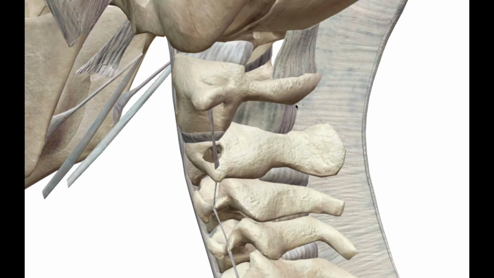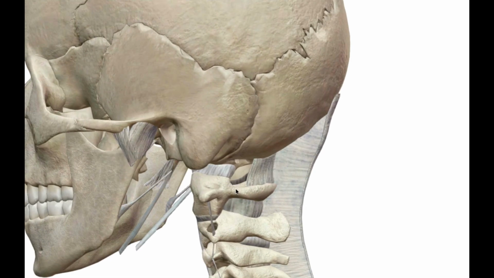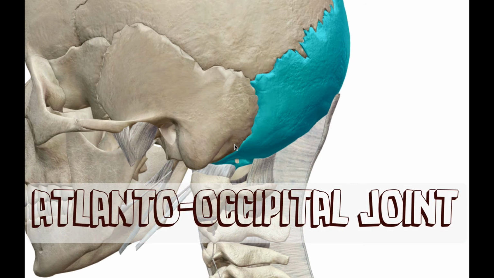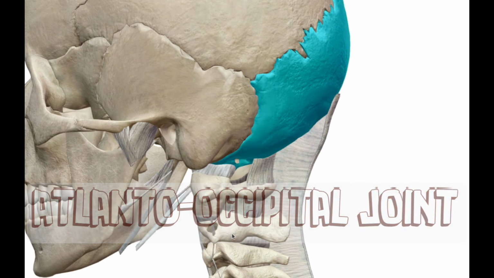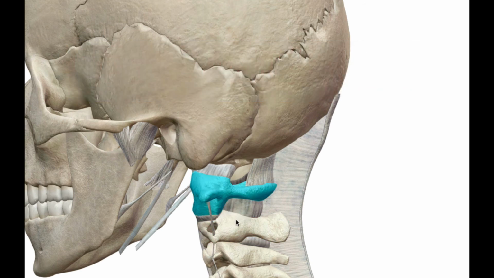So actually two more things here as I'm remembering them. The joint that is created by the atlas and the occipital, or the skull. So again, this allows your head to say yes. That particular joint is called the atlanto-occipital joint. And the joint that allows your head to rotate on the axis, that one's called the atlanto-axial joint. Atlas, axis, atlanto-axial joint.